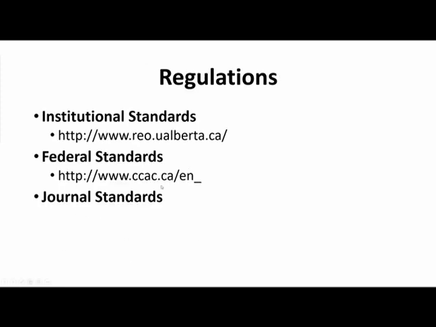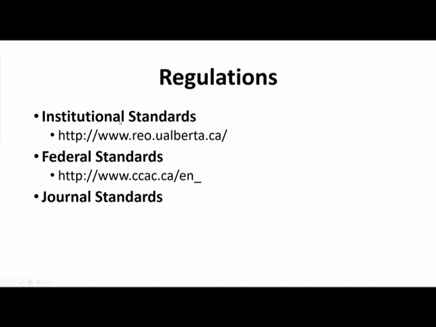So the first page here is our list of regulations, and I'm sure you know about these already, but there are regulations at absolutely every level of science. So we have institutional standards. So the University of Alberta has their own ethics committee that sits down and evaluates each experiment that's conducted at the university to determine if it is a valid study, if it's an ethical study, and if it's a necessary study. There are also federal standards, so standards that supersede our institutional standards.